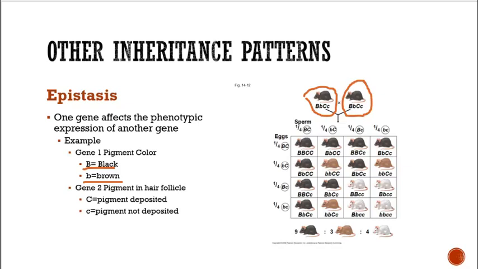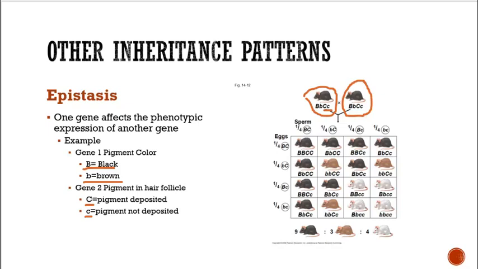You see the letter C, that they're heterozygous for this gene that we're coding with the letter C, which refers to if the pigment is in the hair follicle. So capital letter C is the dominant for the pigment will be deposited in the hair follicle, and lowercase c refers to the fact that the pigment is not going to be deposited in the hair follicle.